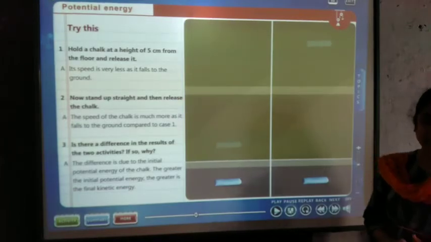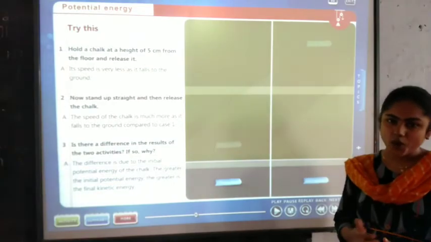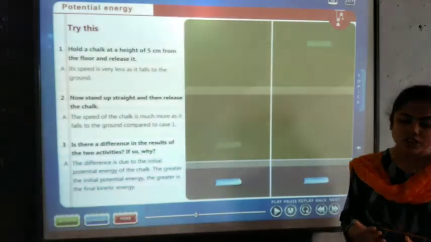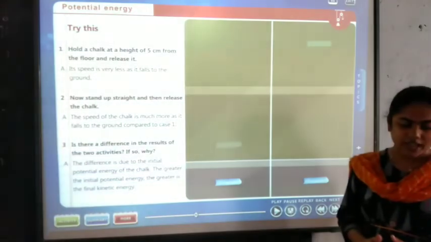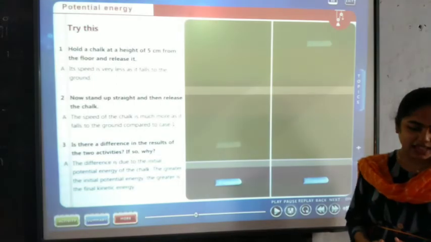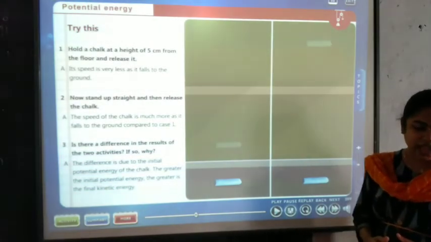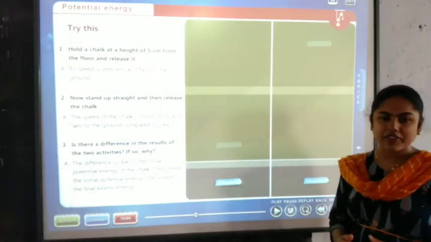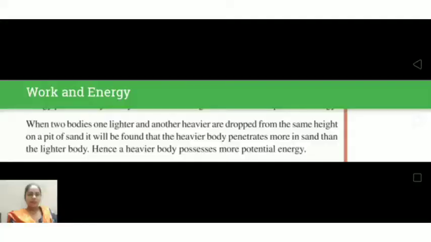So we can say that a chalk being held above a surface has a higher gravitational potential energy than a chalk near the floor. Now what is this gravitational potential energy? Gravitational potential energy is the energy in an object that is held at a vertical position. The energy is stored as the result of the gravitational attraction of the earth for the object.